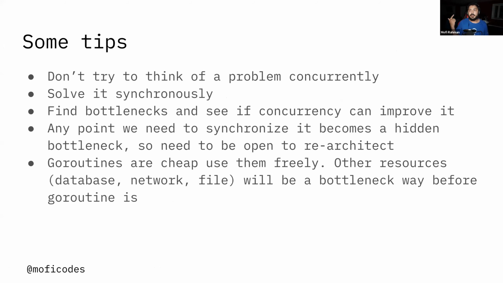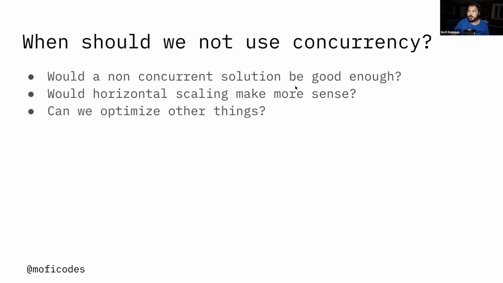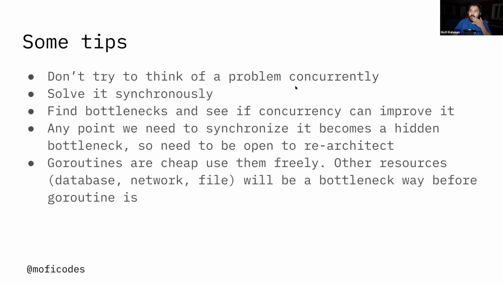Some tips. Number one, don't try to think of a problem concurrently. It's very difficult. Parallelism is almost impossible. Even concurrency is sometimes difficult to wrap your head around. So the number one thing you do is solve the problem synchronously and then find the bottleneck, and see if concurrency can improve the situation. In our case, when we downloaded all those images, we saw about 70 to 80% of the time was actually spent waiting for things to happen. So that's a use case where concurrency definitely would make lives easier.